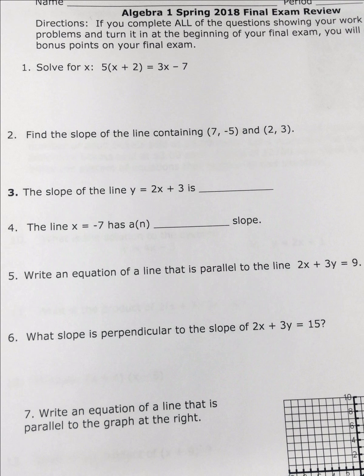Alright, so here's the review sheet for your final exam. If you complete this and turn it in on the day of the final, you get 10 points added to whatever grade you earn on your final, up to 100. That's the highest that we can type in.